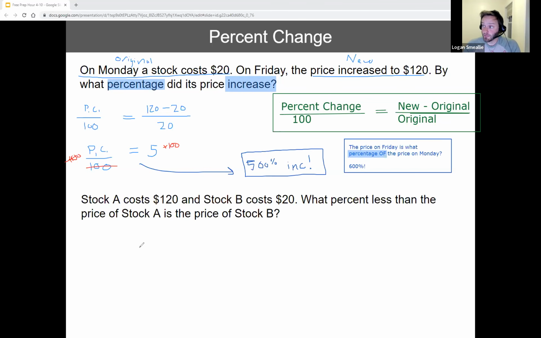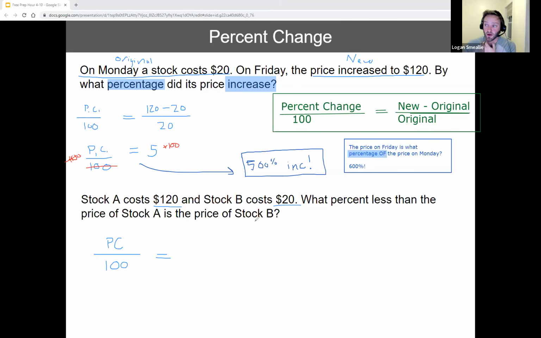Let's look at the second situation here. And we have the same two numbers, 120 and 20. So at first we might think it's going to be the same percent change, but it's not. Here, again, we're going to be looking for percent change over 100 equals new minus original over original. Which one's the new and which one is the original?